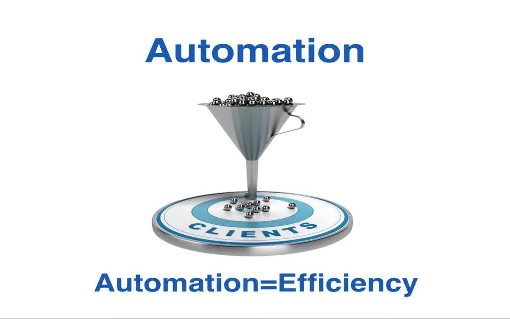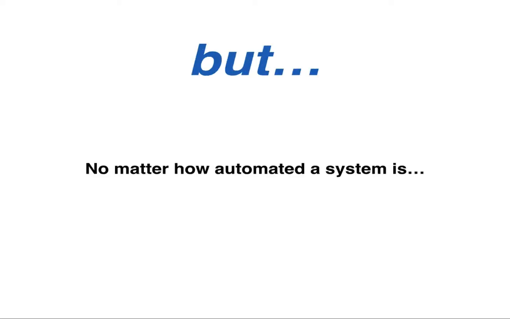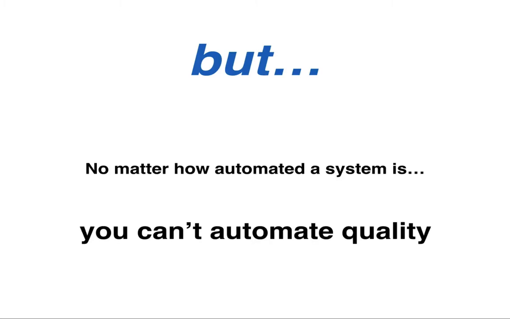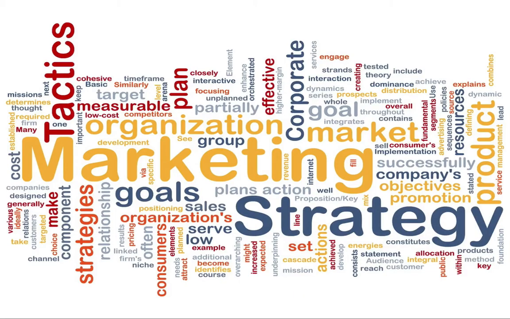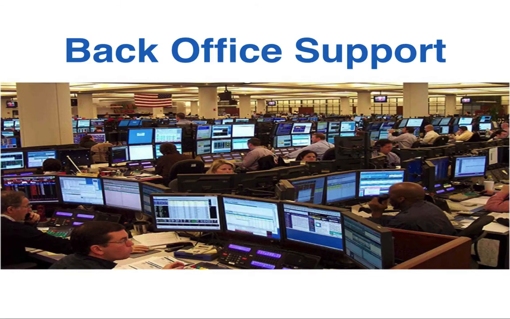So how do we do this? Well, first, we use automation because automation brings about efficiency. It allows us to grow and scale just as high as the limits or the expectations that you place on yourself. But there's another thing that's for sure. No matter how automated a system is, you can't automate quality, at least in this business. So you're going to need a couple of things. You're going to need a marketing strategy that drives all the business that you can handle. And then you need back office support to handle all of the business that you can send them.